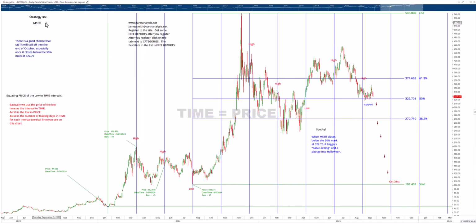Today we're looking at strategy, MSTR. It used to be called MicroStrategy. They buy a lot of Bitcoin and hold a lot of it. It's sort of like a holding company for Bitcoin.